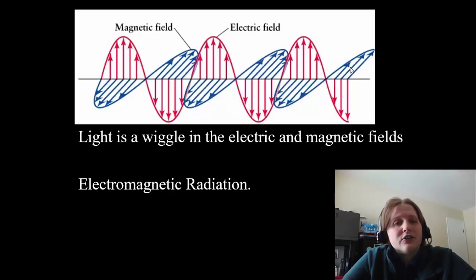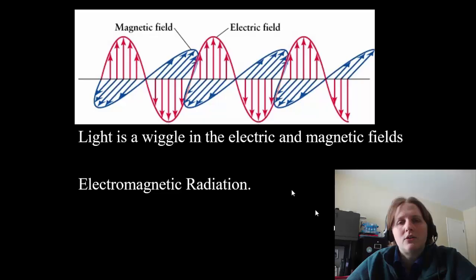And because it tends to travel in a straight line, once that wave starts, we can call it radiation. It radiates out from its source. So the fancy word for light is electromagnetic radiation. Sounds terrifying. It's just light. So we've got electromagnetic radiation.